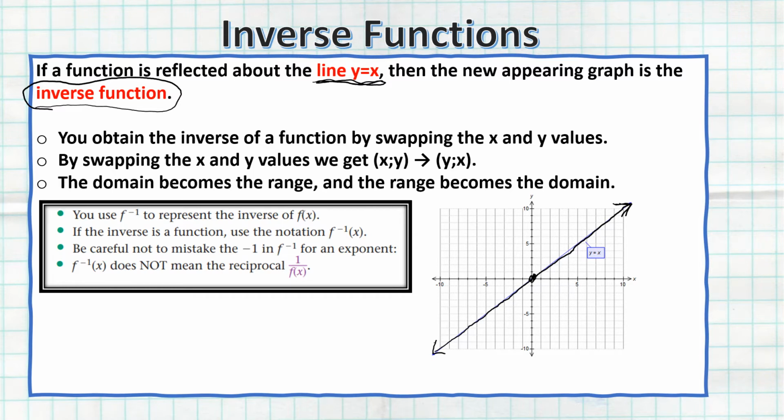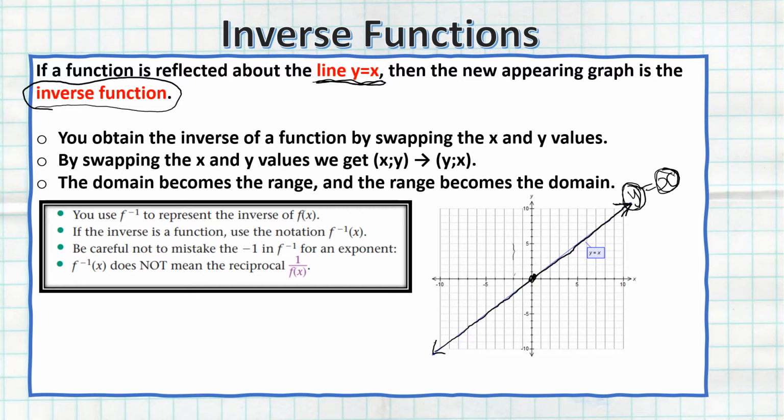So we obtain the inverse of the function by swapping x and y values. Why? It is because this line is y equals x. If you reflect anything about it, the new things will be known as the inverse of the original. So to get those new graphs or points, we can swap our values of x and y, because if I'm reflecting about the line y equals x, my y is now becoming my x, and my x will now become my y.